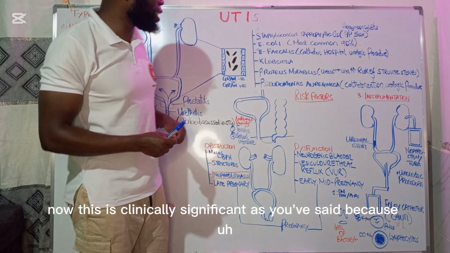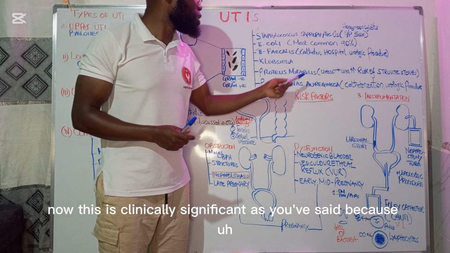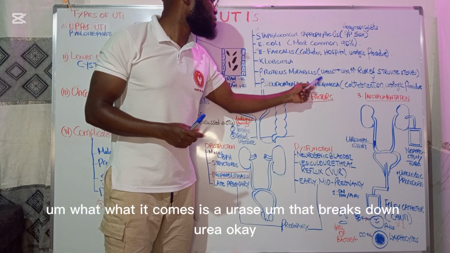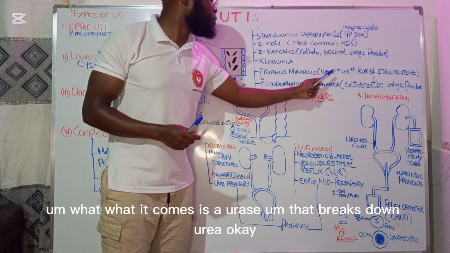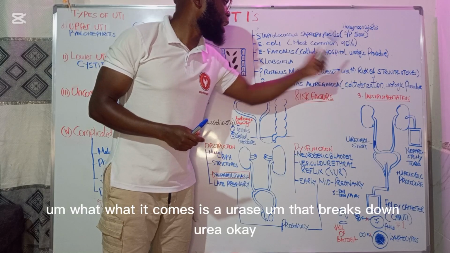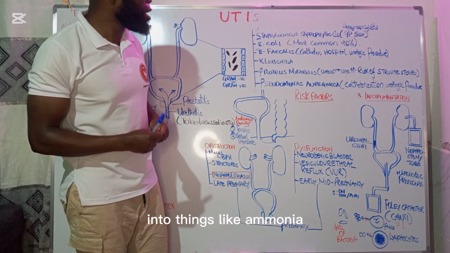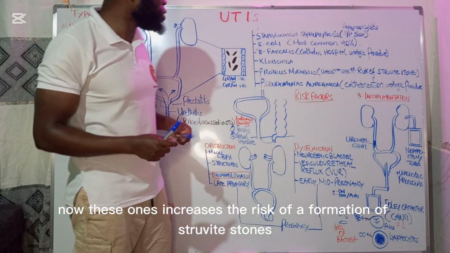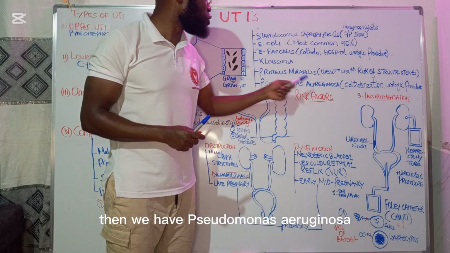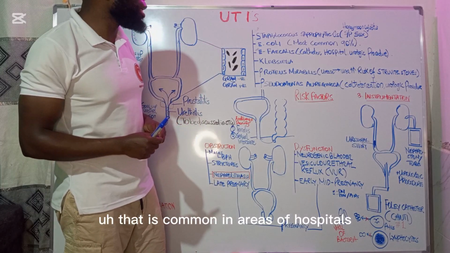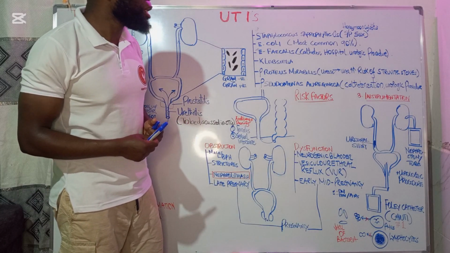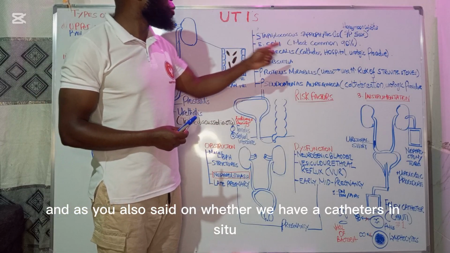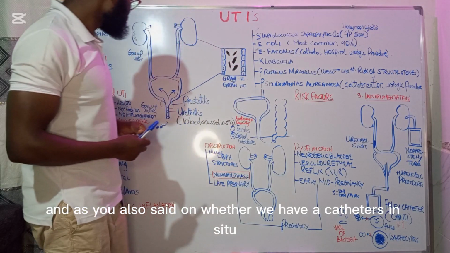Now, this is clinically significant, as we've said, because it has a urease that breaks down urea into things like ammonia. Now, this increases the risk of formation of struvite stones. Then we have Pseudomonas aeruginosa, that is common in hospitals, urologic procedures, and as we also said, whether we have catheters in situ.